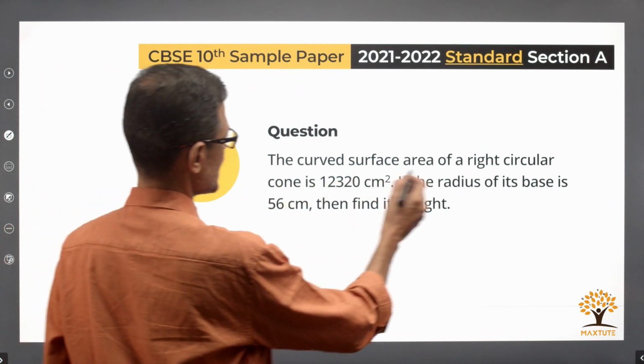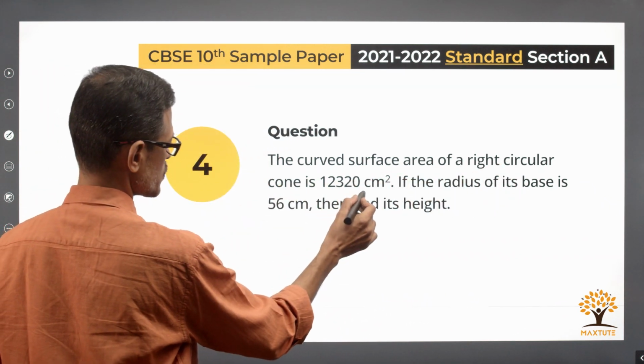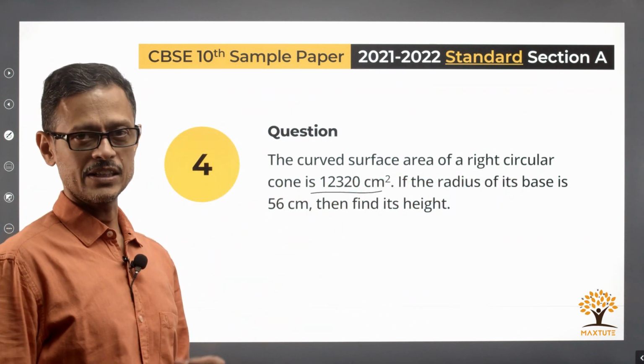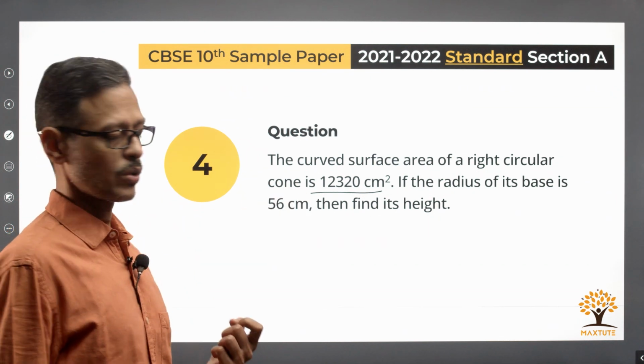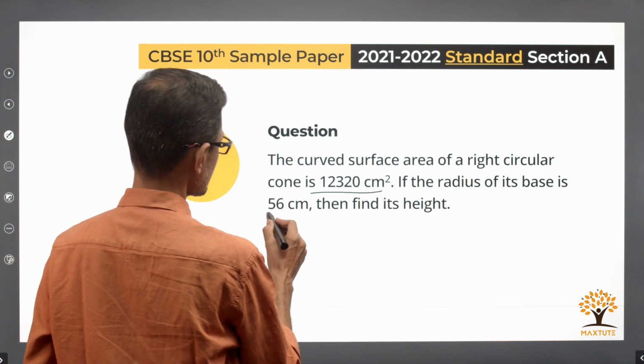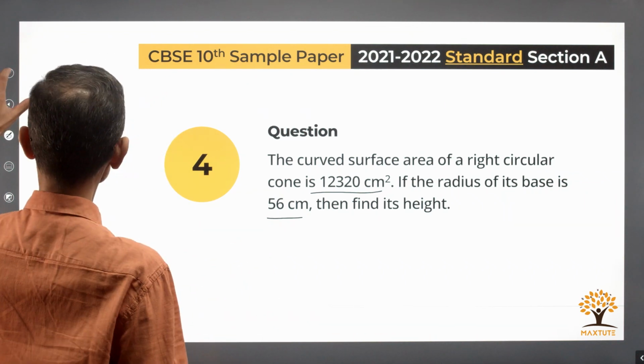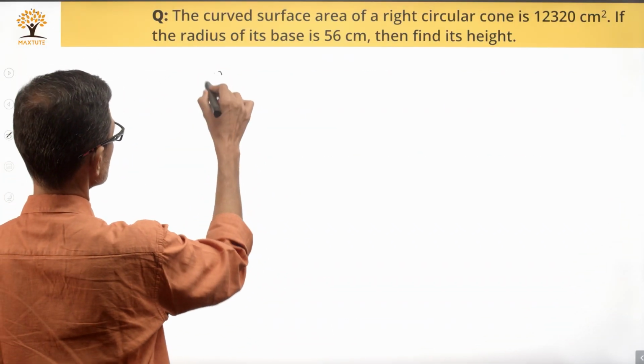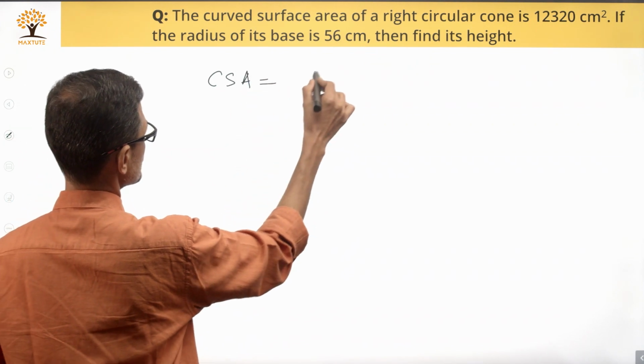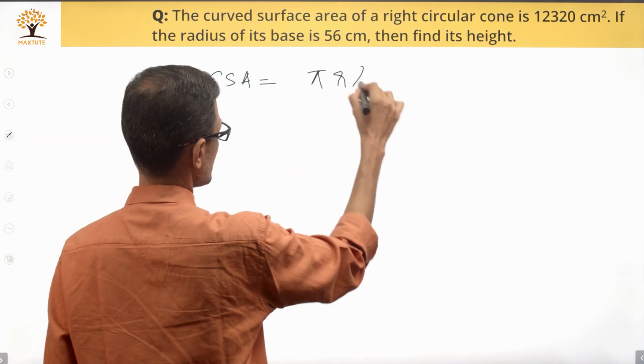The curved surface area of a right circular cone is 12,320 centimeters square. CSA is given for a cone. If the base radius is 56 centimeters, find its height is what the question is. Let's start by writing down the formula to compute the curved surface area of a cone. The curved surface area of a cone, the formula is pi RL.